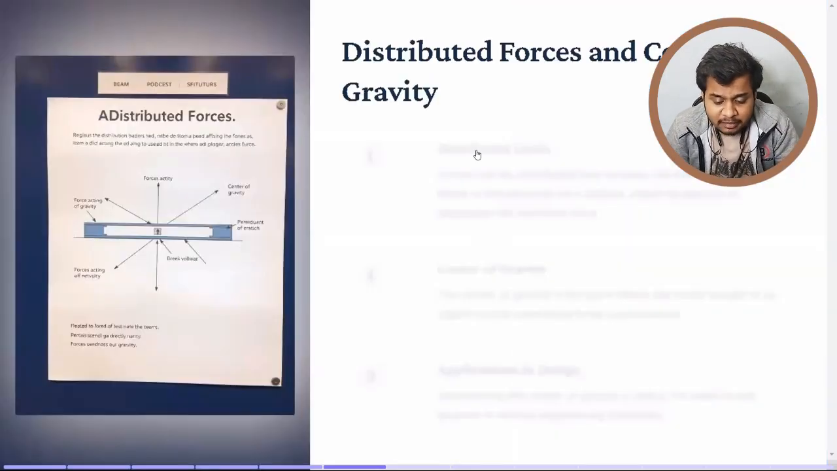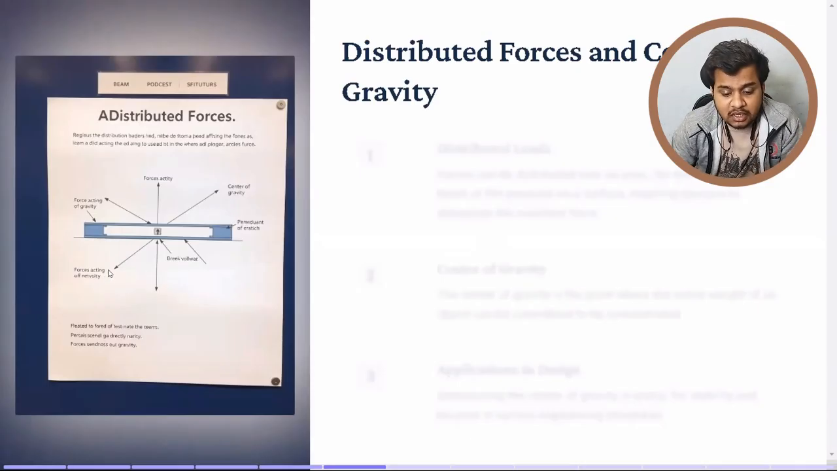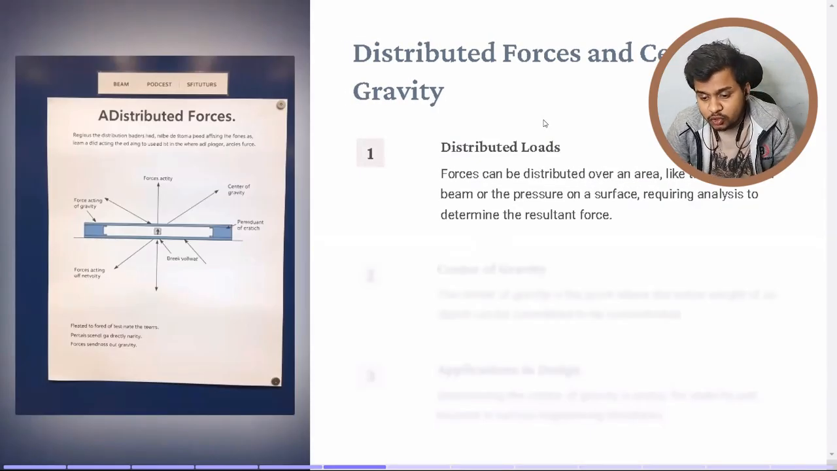Now the distribution of forces and center of gravity. In these pictures we have seen distributions of forces acting on structures and on particles, and the force acting due to gravity. Now the distributed load. Forces can be distributed over an area, like the weight of a beam or the pressure on a surface, and equilibrium analysis involves determining the resultant force.